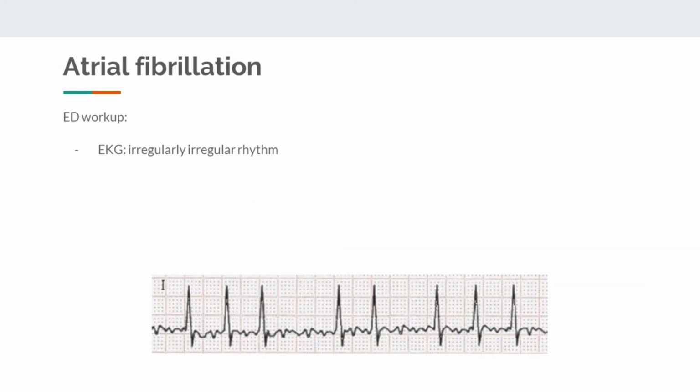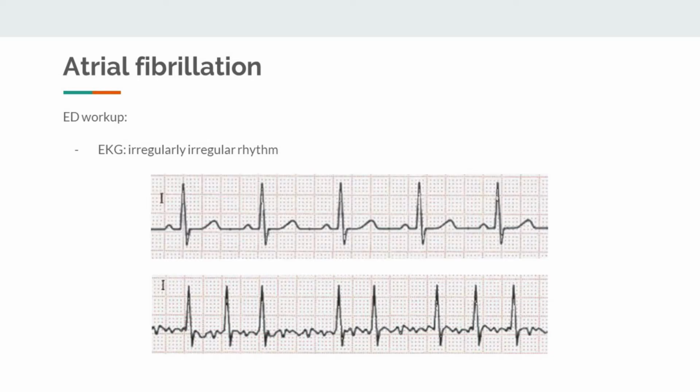On the EKG, this is what AFib will look like. Let's compare to normal sinus rhythm. In normal sinus rhythm, you can see the P waves that precede each heartbeat, but in AFib, you're not able to make out the individual P waves. Because the atria are quivering rather than squeezing rhythmically, all you see are these random squiggly lines called fibrillatory waves. This is the main characteristic of AFib on the EKG.